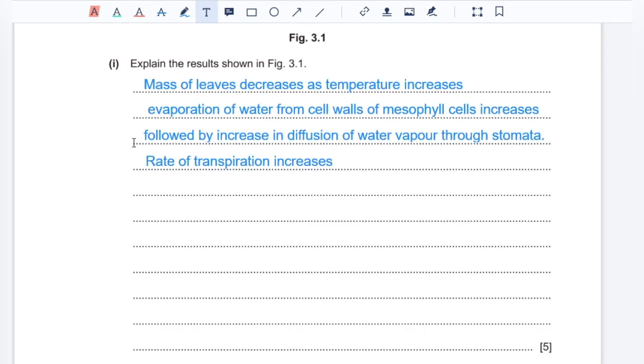As the temperature increases, evaporation of water from cell walls of mesophyll cells will increase, and so this is going to be collected in the air spaces in the leaf, which will then be followed by an increase in diffusion of water vapor through the stomata, and this is an increased rate of transpiration.